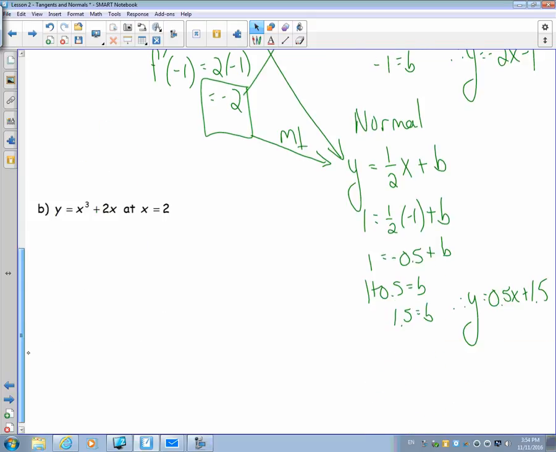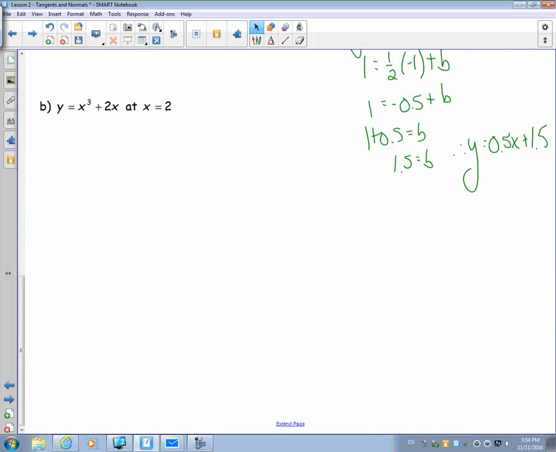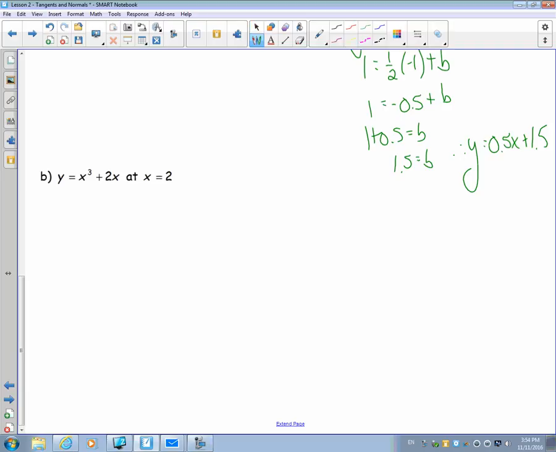We're going to do the exact same thing, but with a more complicated function. I'm not going to worry about drawing at this time. We know the idea here. I want to find the tangent and the normal to this curve at 2. Let's start with a point. The point is 2 and something. How do we get to something? We use our equation. So 2 cubed plus 2 times 2 gives us 8 plus 4, 12. There's my point.